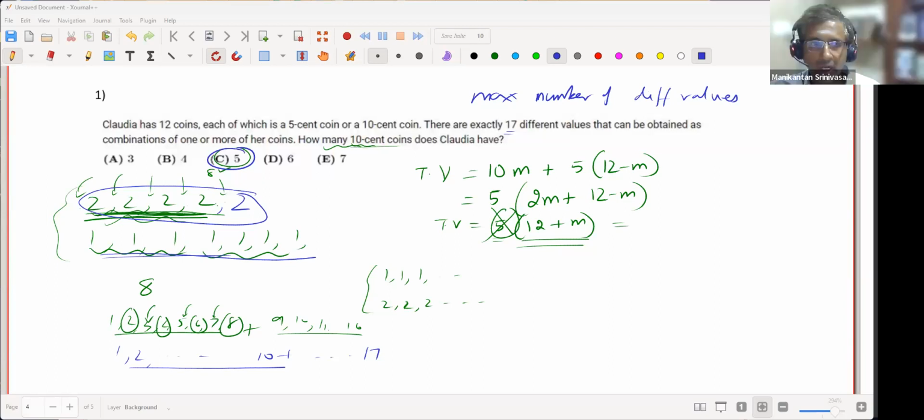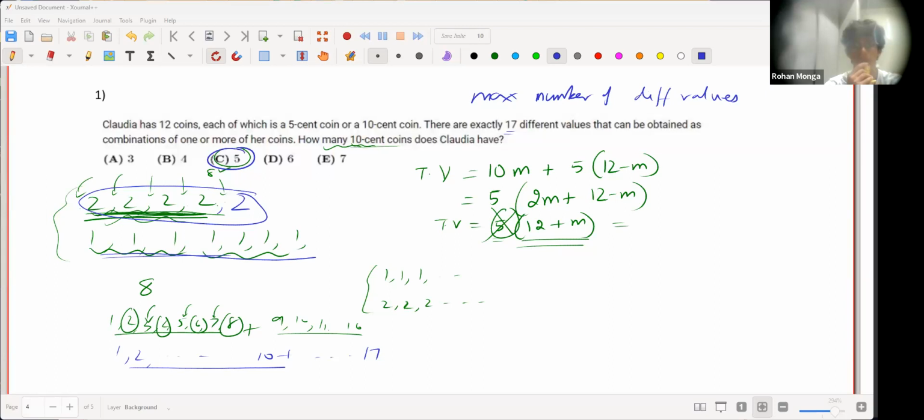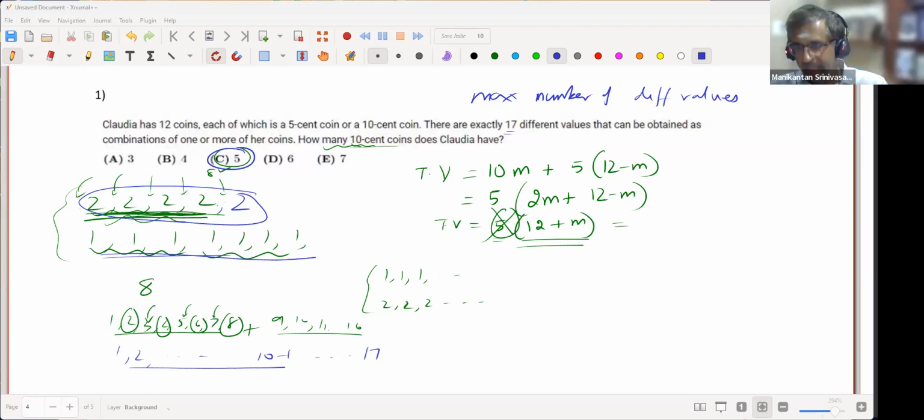Oh, just a modification to the original question. We just discussed the original question where 17 different values are possible. Instead of 17, suppose, can I have a bigger number? Can I have 18? Can I have 19? What is the maximum number of values?